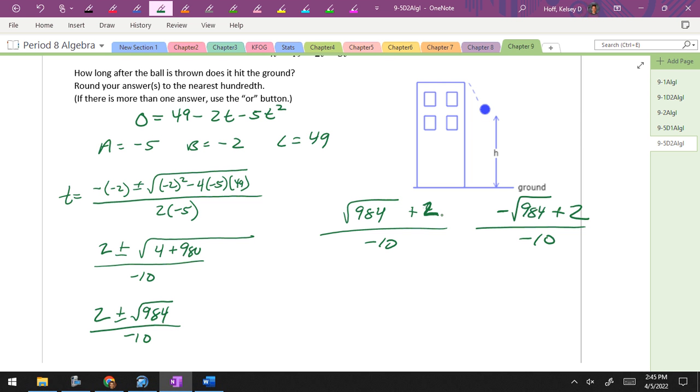All right. Square root of 984. Add 2. Divide by negative 10. Round to the nearest hundredth. Negative. Or negative square root of 984 plus 2 divided by negative 10. 2.94.